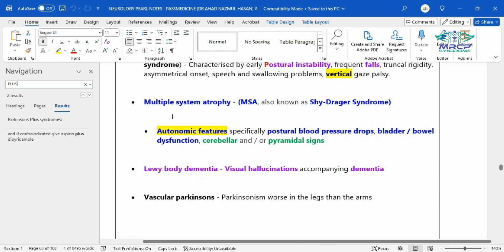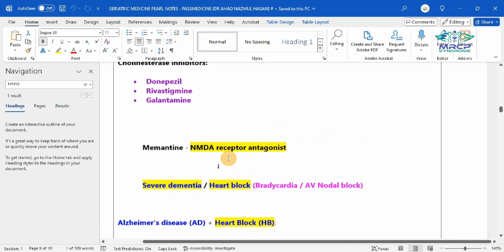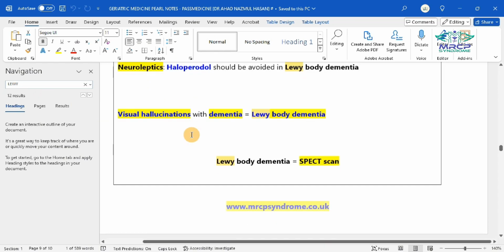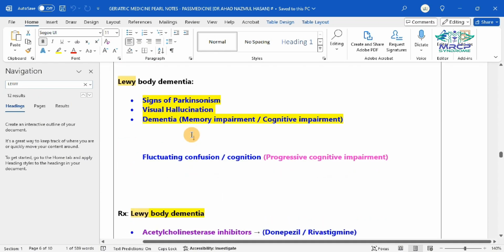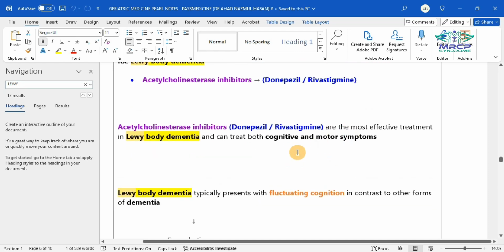How to treat a case of Lewy body dementia? Anyone? Same as Alzheimer's disease. Yes, same as Alzheimer's disease. We'll go for an acetylcholinesterase inhibitor like donepezil or rivastigmine.